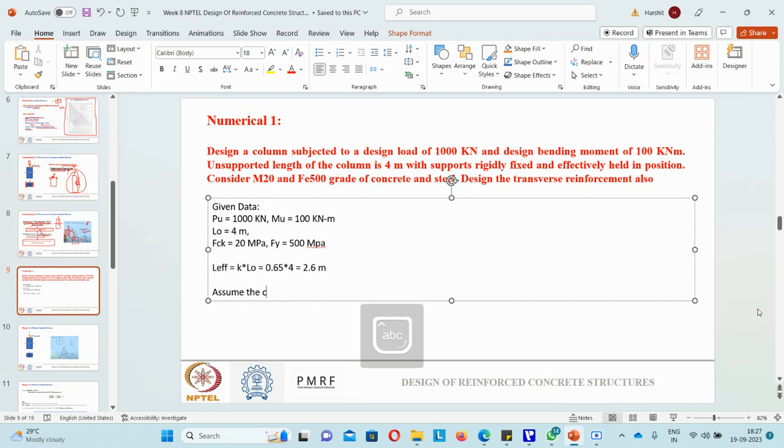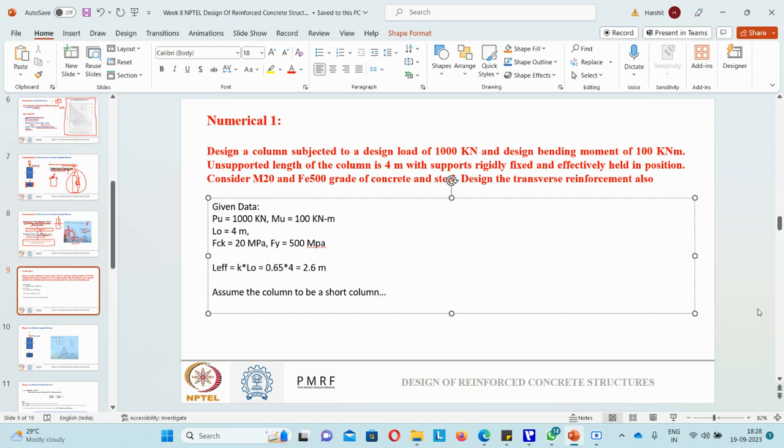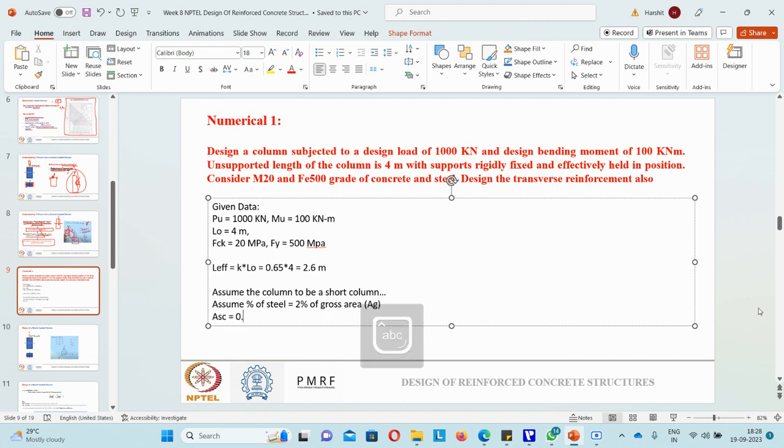Let's assume the column to be a short column. I'm assuming this, and we will later verify whether the assumption is true or not. And let's assume the percentage of steel equal to 2% of gross area. So if my gross area is denoted by AG, my AS is nothing but 0.02 times AG, and my AC is nothing but AG minus ASC, so it will be 0.98 times AG.